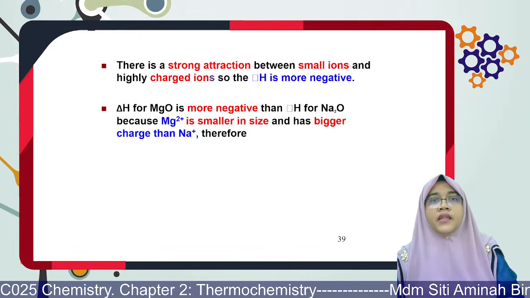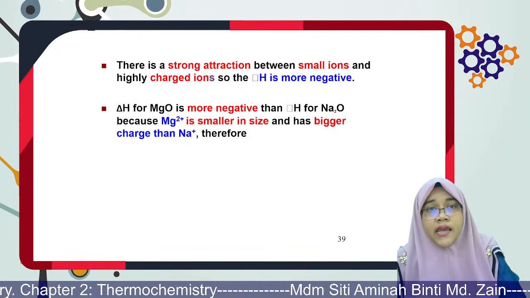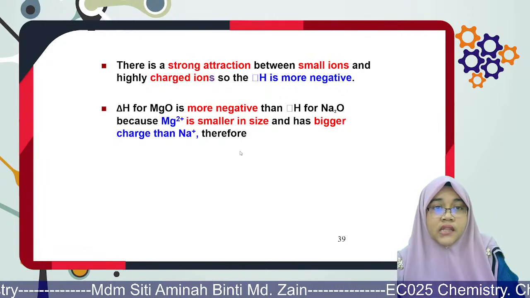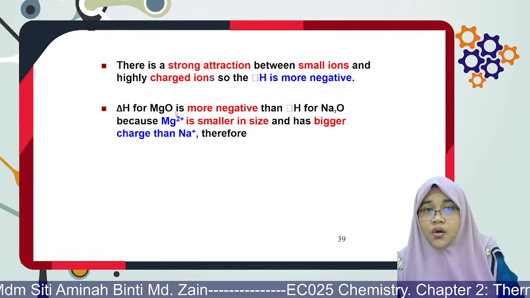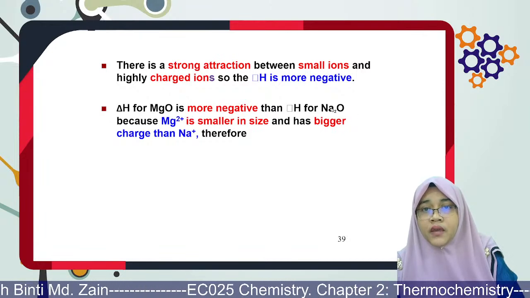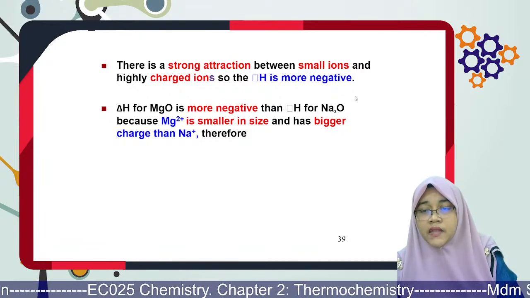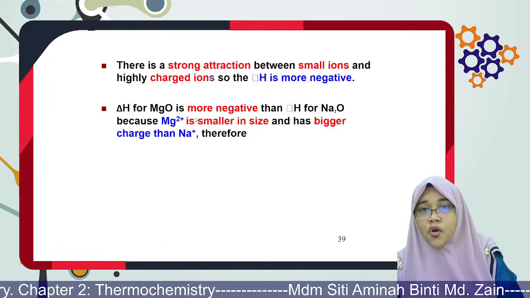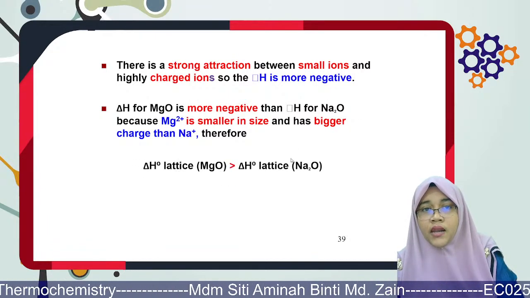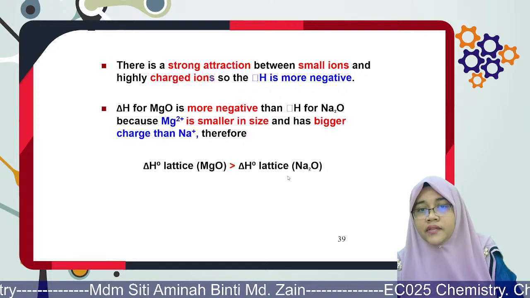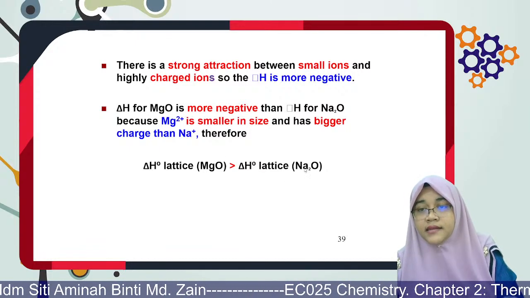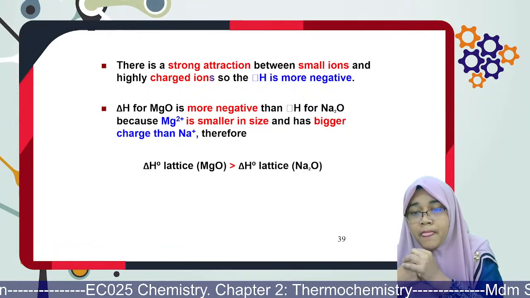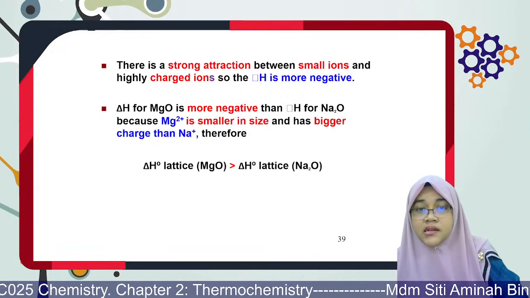Okay, for example, there is strong attraction between small ions and highly charged ions so that the delta H is more negative. Delta H for magnesium oxide is more negative. Magnesium is 2 plus, oxygen is 2 minus. Compare with Na is plus, oxygen is negative 2. So if you compare the charge, magnesium oxide has a higher charge compared to sodium oxide. Therefore, the lattice energy of magnesium oxide is higher than the lattice energy of sodium oxide. The first thing you have to compare is the charge. If the charge is the same, then you can look at the radii.